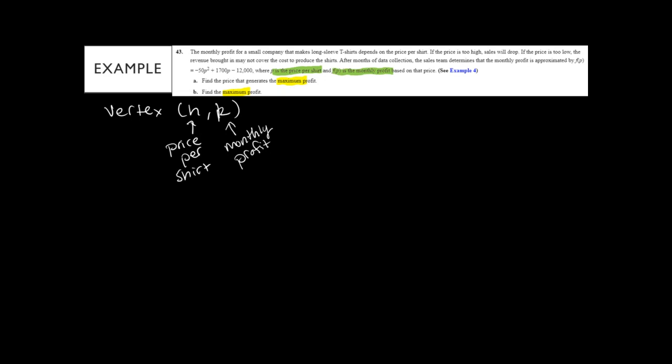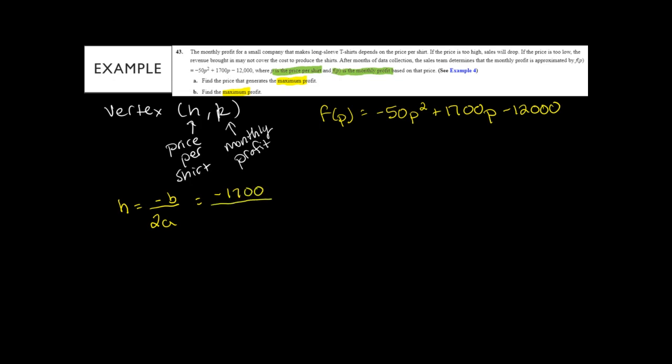So first we want to find H, which is negative B over 2A. So B is the middle number in our equation. So I'm going to just rewrite our equation a little larger here. It's negative 50p squared plus 1700p minus 12,000. So B is the 1700. So this is going to be negative 1700 over 2 times A, which is negative 50.